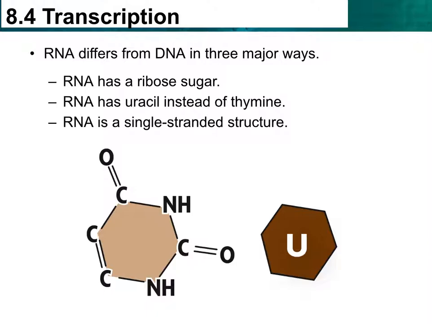I will tell you about RNA though. We have three things. RNA has a ribose sugar, so that should seem different from DNA. RNA has uracil instead of thymine. So no thymine, no T in RNA. And then RNA is single-stranded.